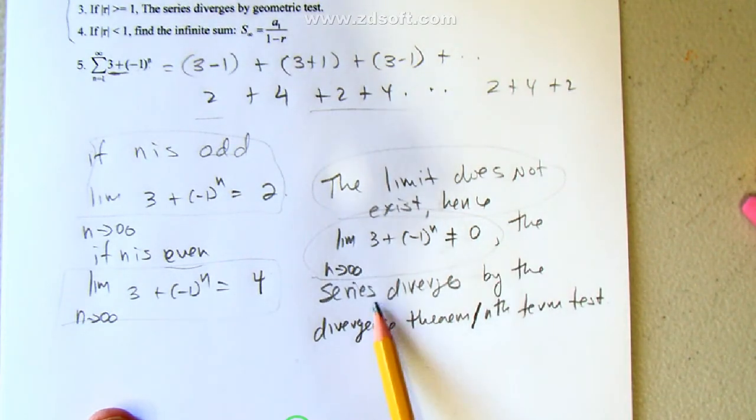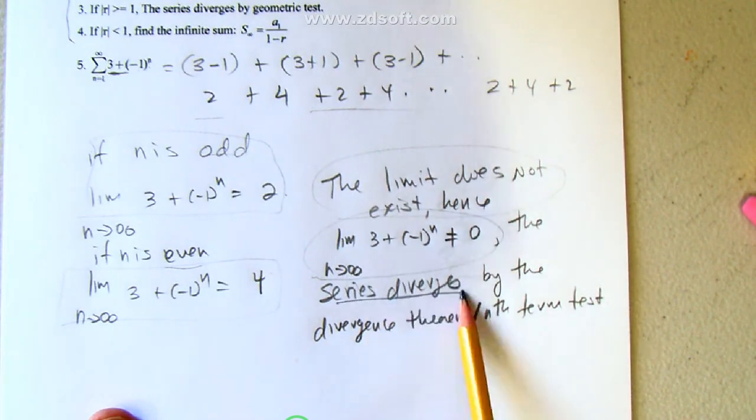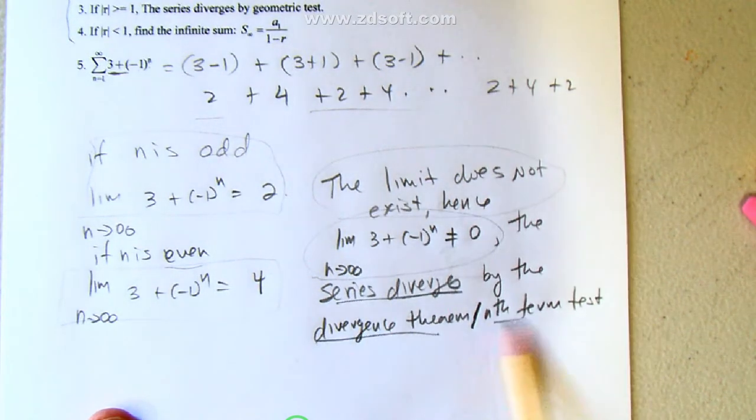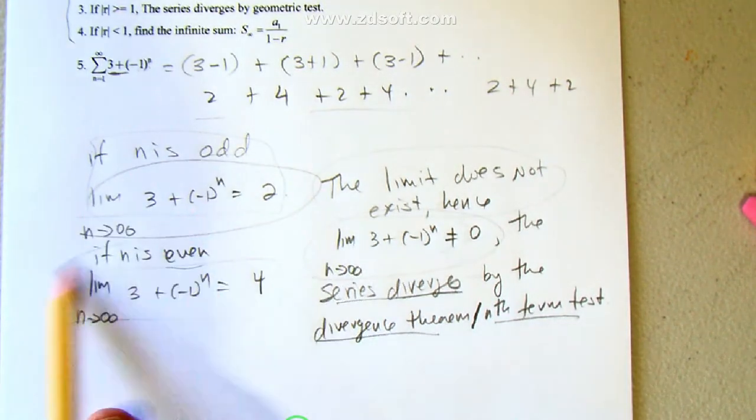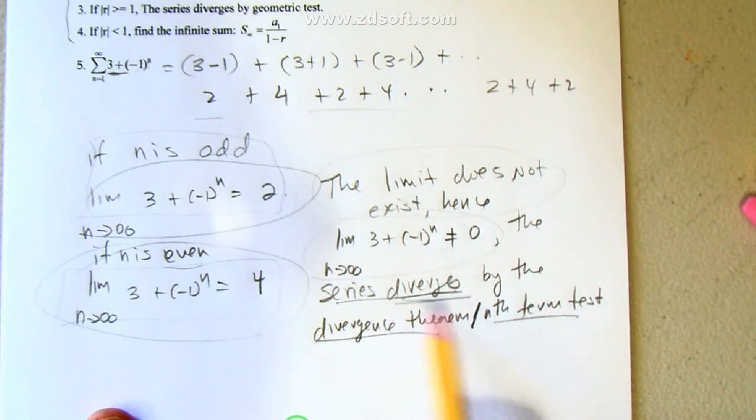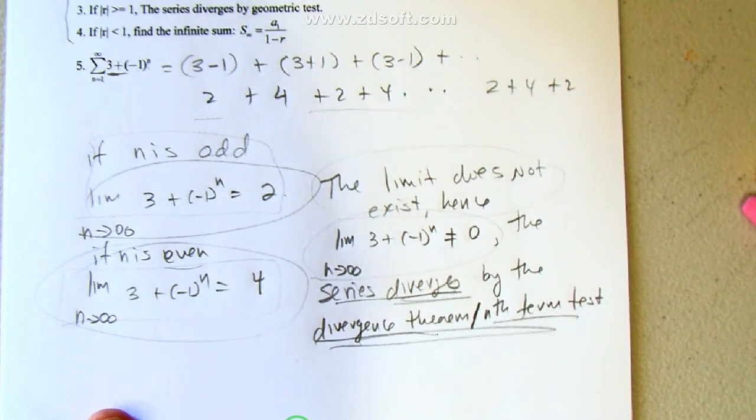And then therefore, my series diverges, so you want to write down diverges, and then you want to write down divergence theorem or nth term test. So the things I'm looking for again is the limit was 2 or the limit was 4, diverges, and then one of these two reasons right here, and then you get full credit.